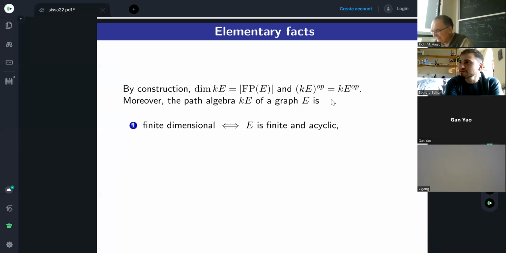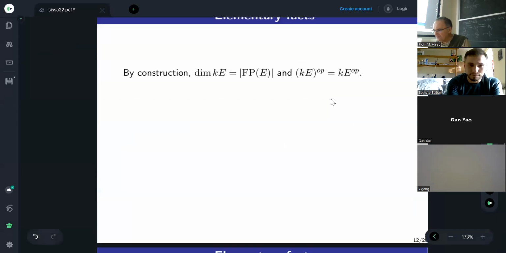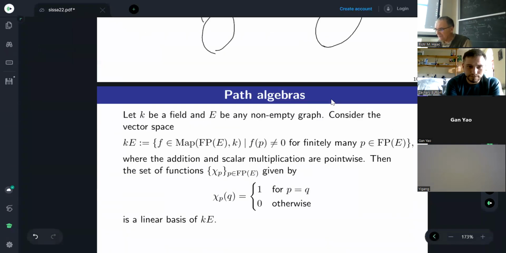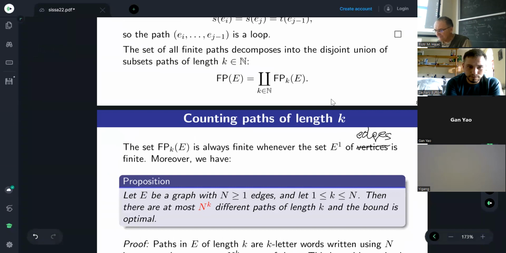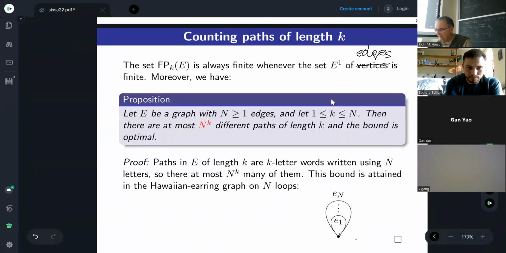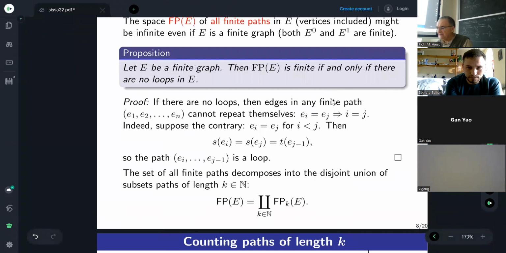And now, because of this proposition we had earlier, you see that this path algebra is finite dimensional if and only if E is finite and acyclic. Of course, if E is infinite, it cannot be finite dimensional because we'll have infinitely many vertices or infinitely many edges, and already your space of paths will be infinite. Okay, so dimension infinite. But if E is finite, it's not enough because we can have loops. Okay, but we have this proposition which we kind of proved as well. Here, the set of paths is finite if and only if there are no loops in E.